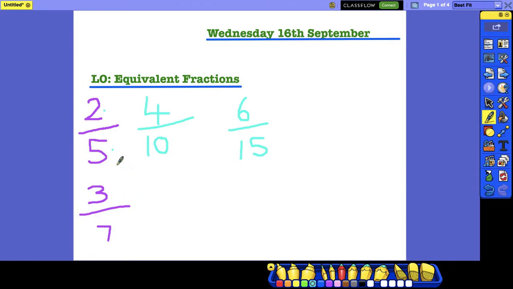What about this one here? What about this fraction here? Can you give me an equivalent fraction for this one, please? I'll give you 10 seconds to think.